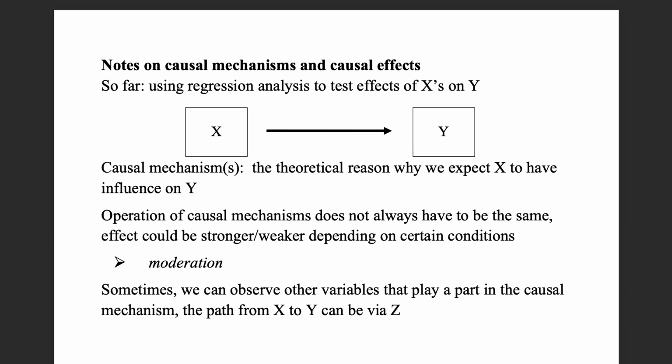And here we have a nice example of a part of our causal mechanism that we can actually observe, because life satisfaction is a variable that's included in the European Social Survey. So we could include that variable in our analysis and take a look at whether it is really the case that this income effect works through life satisfaction.